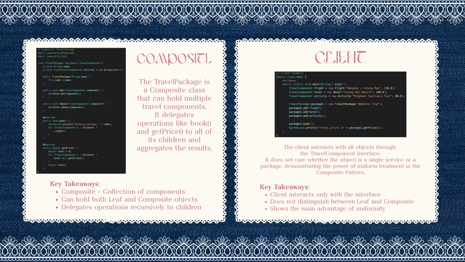And the last one, the client. We can see the client code. The client creates individual services such as flight, hotel, and activity, then groups them together into a travel package. When it calls book on the package, all services are booked automatically. The client only interacts with the travel component interface without needing to know whether it is dealing with a single object or a package. This uniform treatment is the key advantage of the composite pattern.